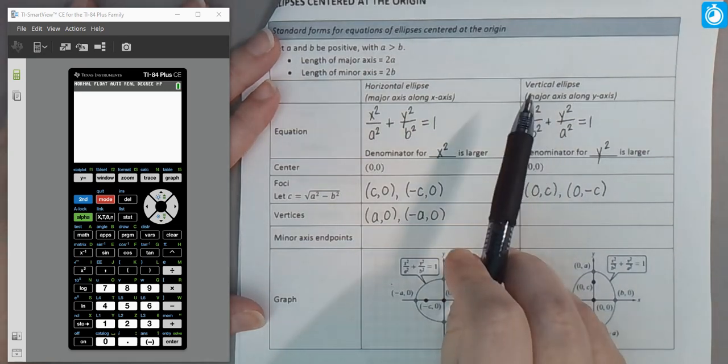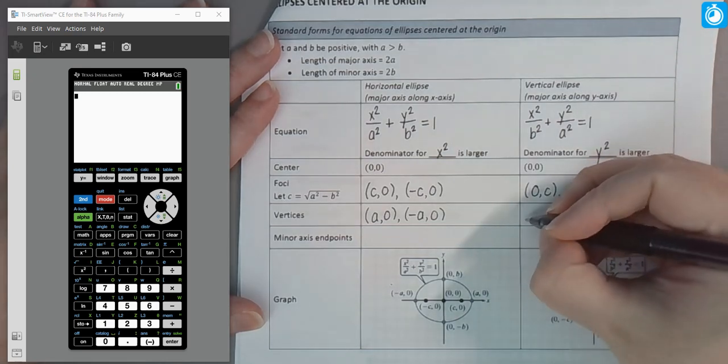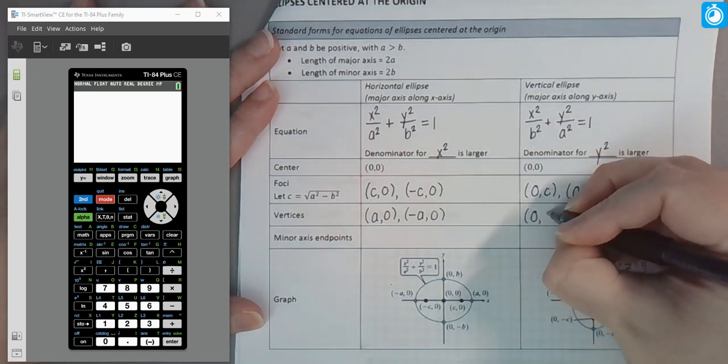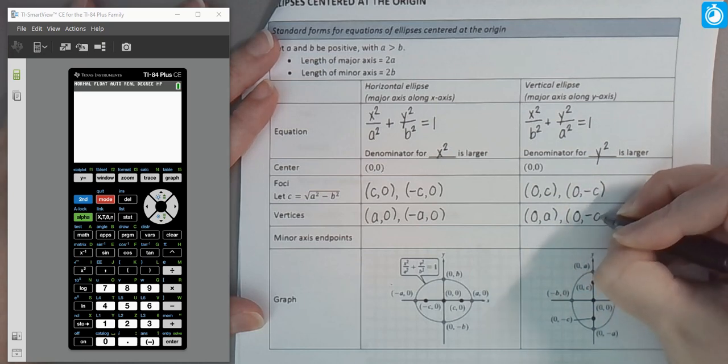Now if we have a vertical ellipse, our foci are distributed vertically, so our vertices are also distributed vertically, A units above and A units below our center. So the coordinates are going to be (0, A) and (0, negative A).